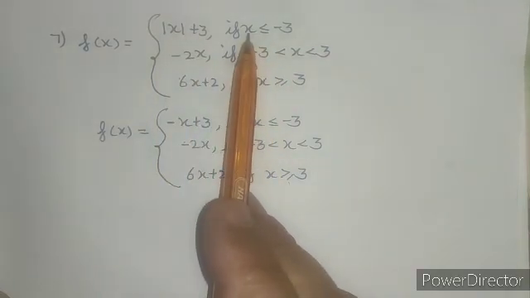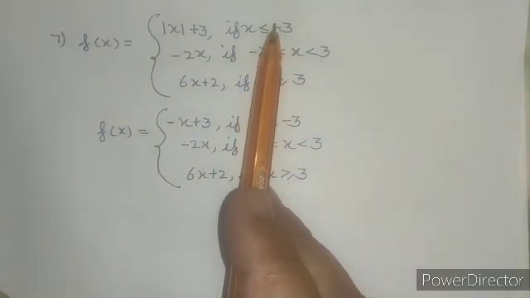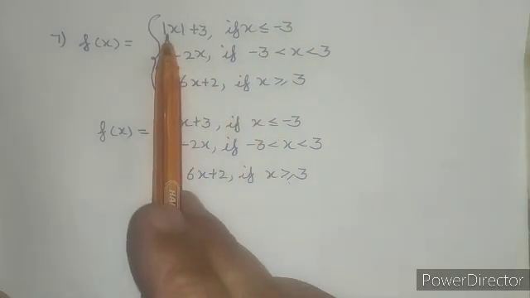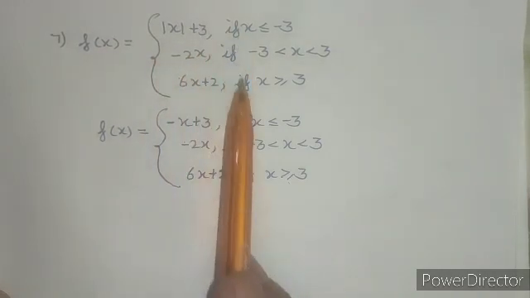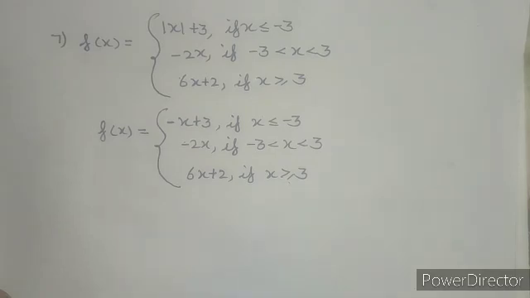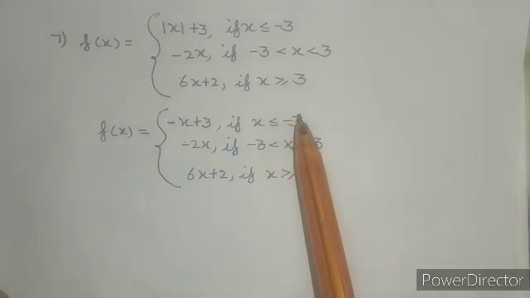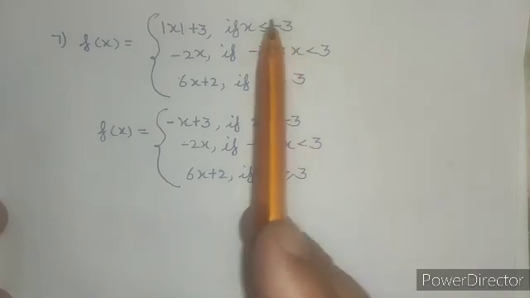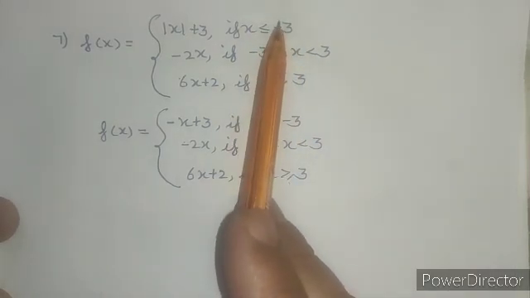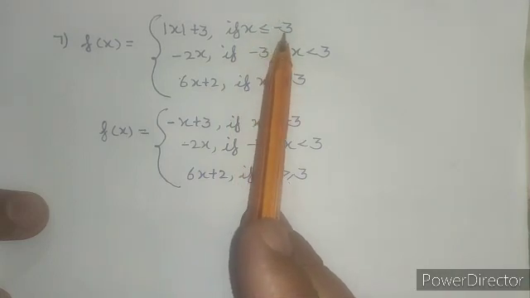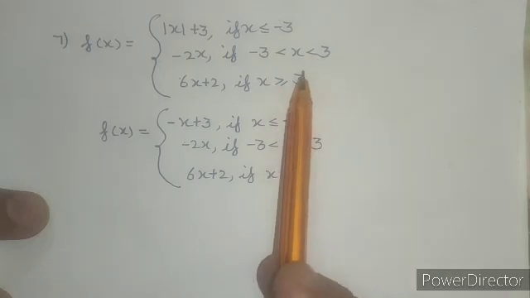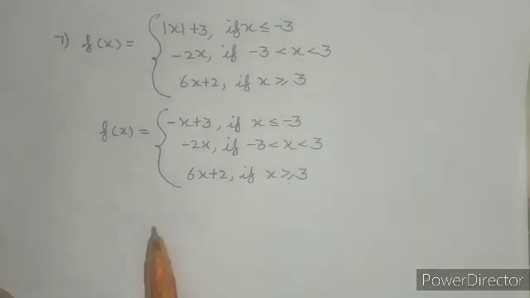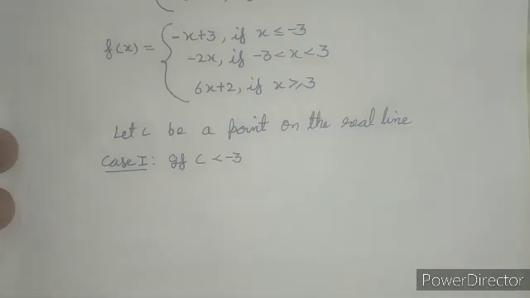Now here, as we see that x is less than equal to minus 3 and that is less than 0, so we will take this mod x as negative. So this can be written as minus x plus 3 if x is less than equal to minus 3. Now here we have to check its continuity, so we will check the continuity for the point less than minus 3, at minus 3, between minus 3 and 3, at point 3 and greater than 3. Now we will take C any point on a real line.